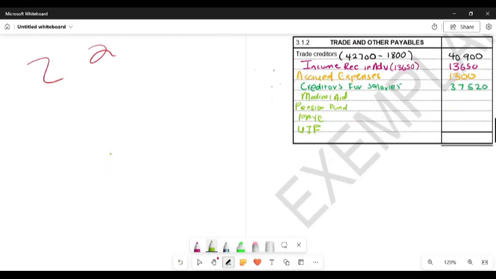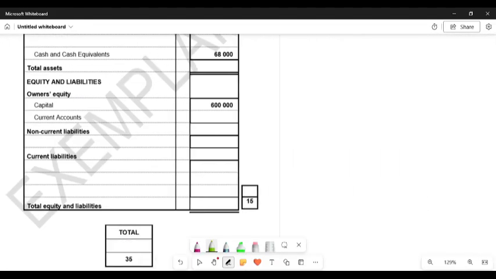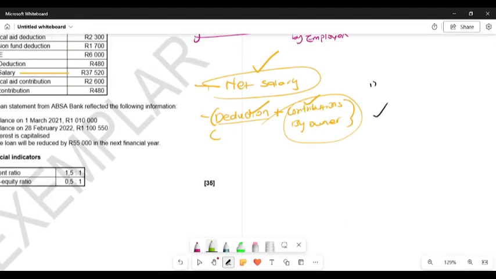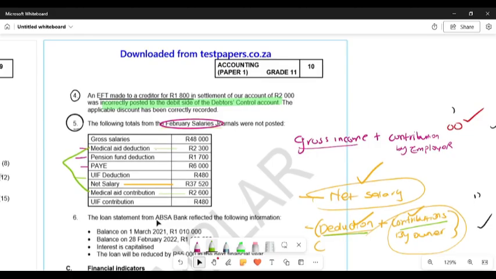Now remember, what is it that you're going to add exactly here? It's your deductions plus any contributions by the employer. So let us start off with the medical aid. The medical aid deduction is 2.3. Do we have any contributions towards medical aid by the employer? Yes, 2.6 medical aid contributions. You want to add these two amounts, so it's 2,300 plus 2,600.